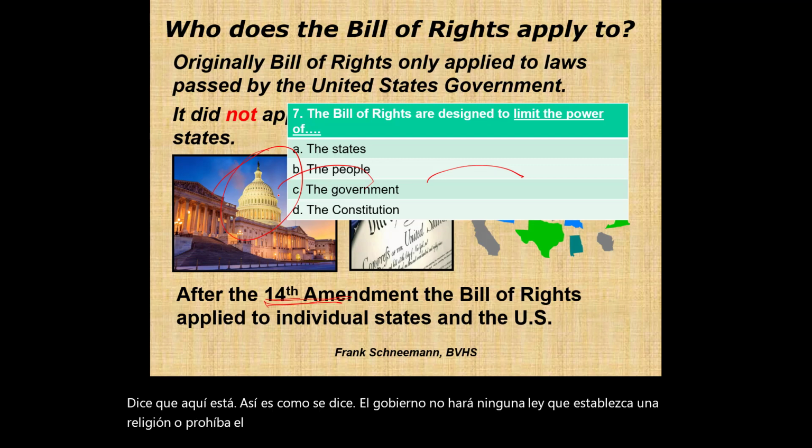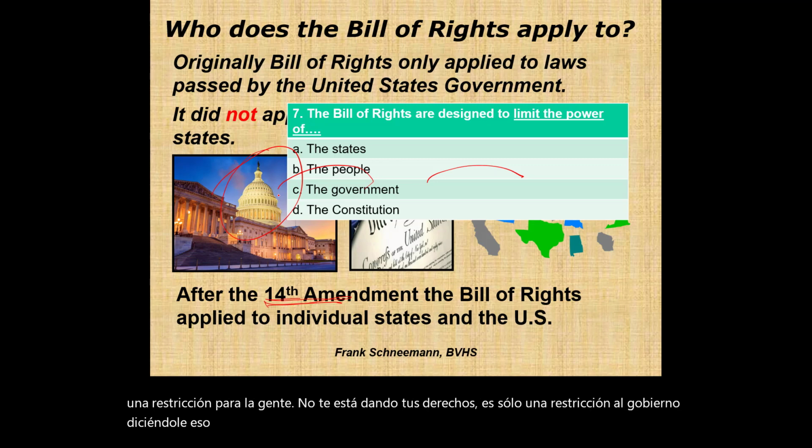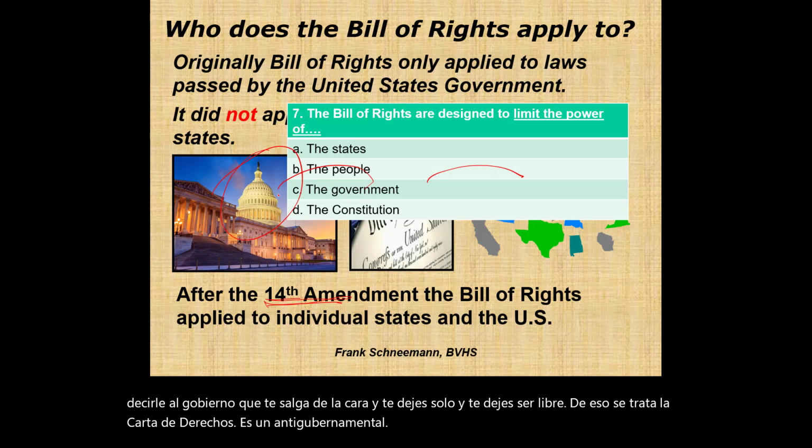It says the government will make no law. It's not a restriction on the people. It's not giving you your rights. It's only a restriction on the government, telling the government to get out of your face, let you alone, and let you be free. That's what the Bill of Rights is all about. It's an anti-government piece of law, part of our Constitution.